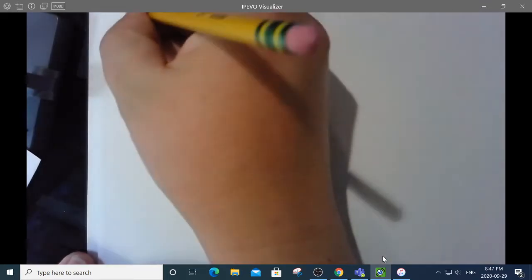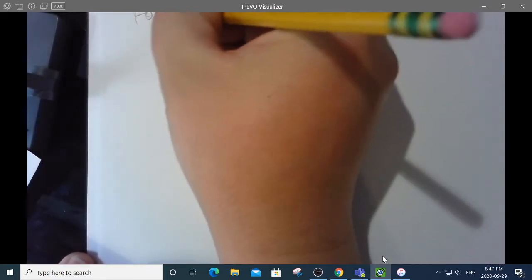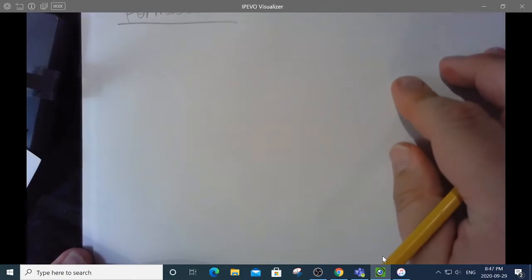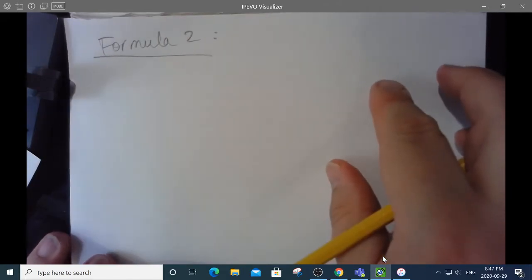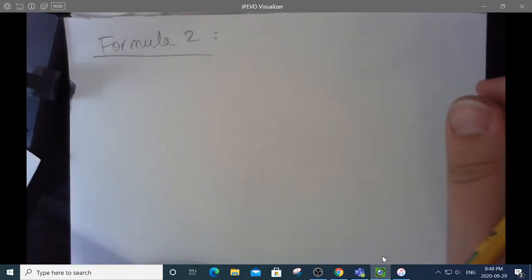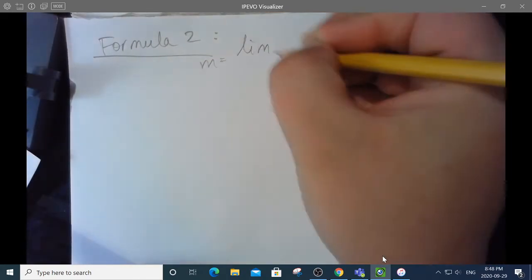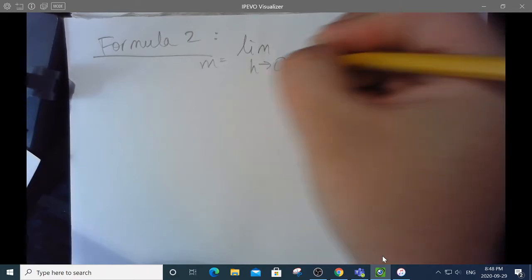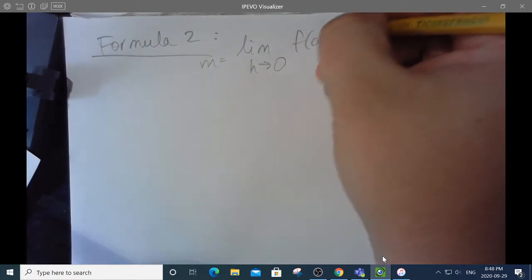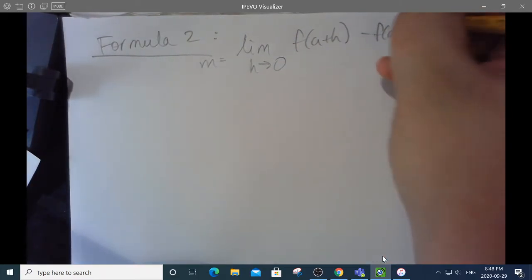Anywho, we were supposed to do this twice, right? So let's do it again. Let's use Formula 2. And if you, again, didn't try this yourself, pause the video right now and give it a try. But Formula 2, of course, is the limit, or I should say the slope is, the limit as h approaches 0 of f of a plus h minus f of a all over h.